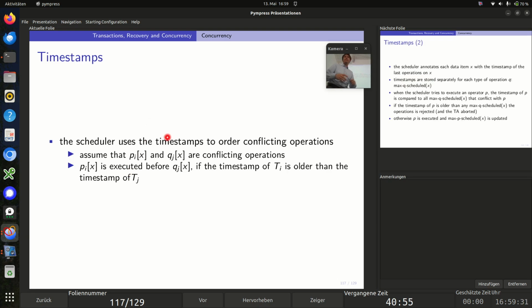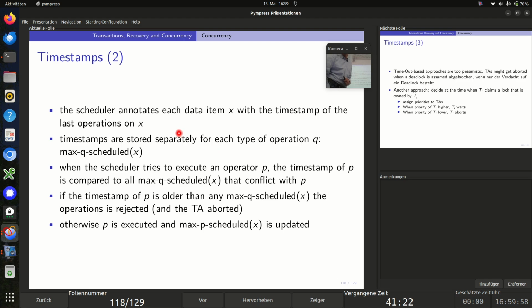So we have two transactions, two conflicting operations, and then we can say, okay, the operation which is executed before receives an older timestamp. So the transaction with the smaller number executes before. So that's one idea. Okay. So actually what I want to show you is wound wait and wait die. I have added this on the next slide. Here it's still a high level idea of timestamps.